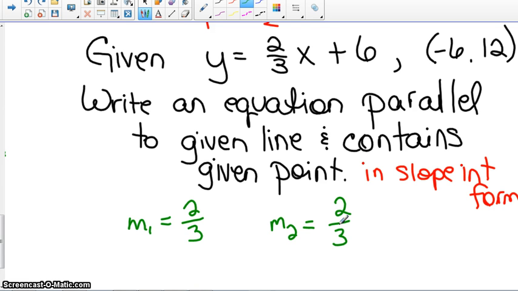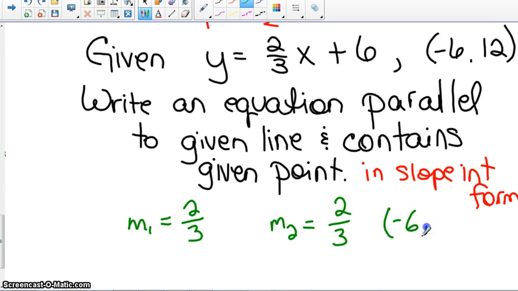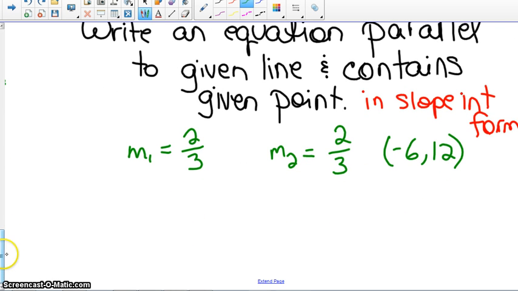Okay. Why do I write it like that? Because sometimes when it's perpendicular, it might be a different value. In this way, we can tell which ones we're talking about. So for this one, it has to contain (-6, 12). Well, guess what? We've already done this process before. We were given a slope, we were given a point. So if I know y equals mx plus b, I just plug in the values now. I'll write it down for reference here.